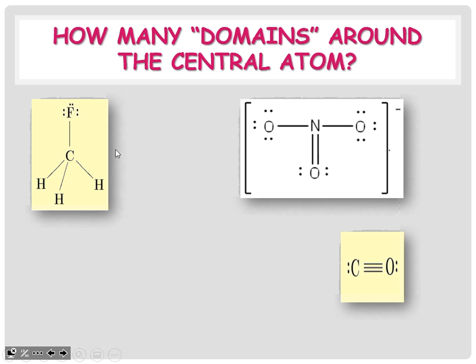Tetrahedral. Good. Let's look at this one right here. Once again, all of these unshared pairs are not around the central atom, so when we're determining the molecular geometry, we don't count those. So I have 1 bonding pair, 2 bonding pair, 3 bonding pair. Remember, a double or a triple bond only counts as 1. So I have 0 lone pair, and I have 3 bonding pair.